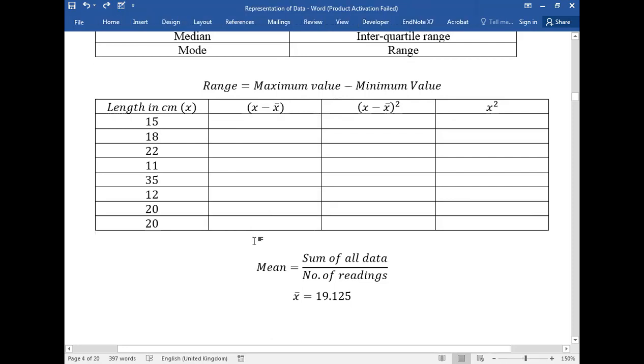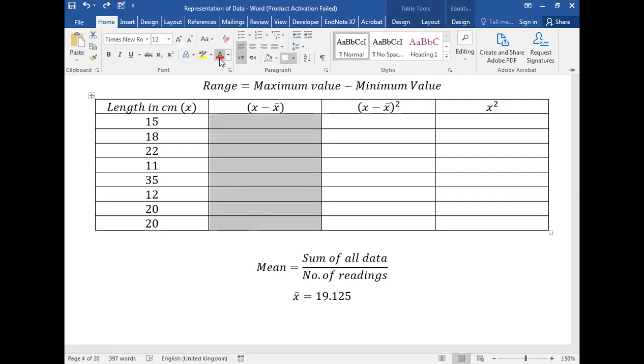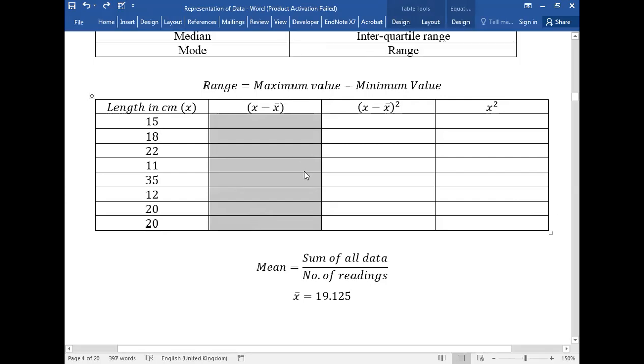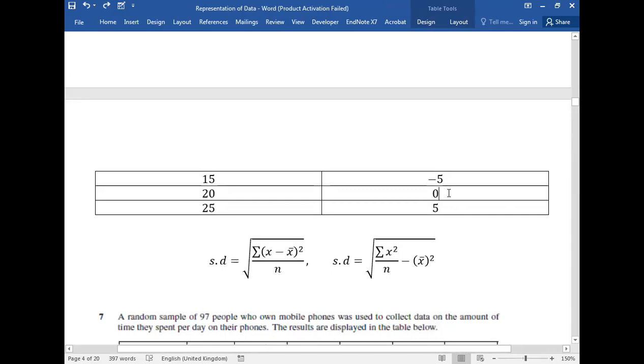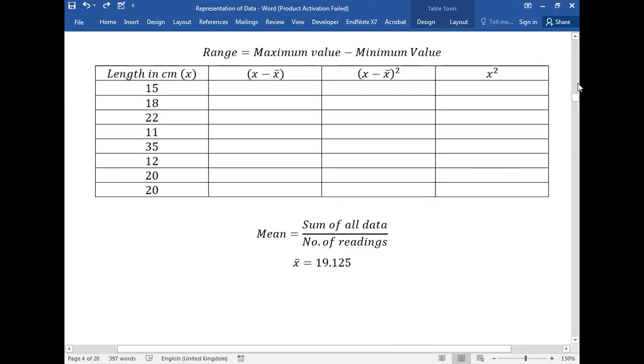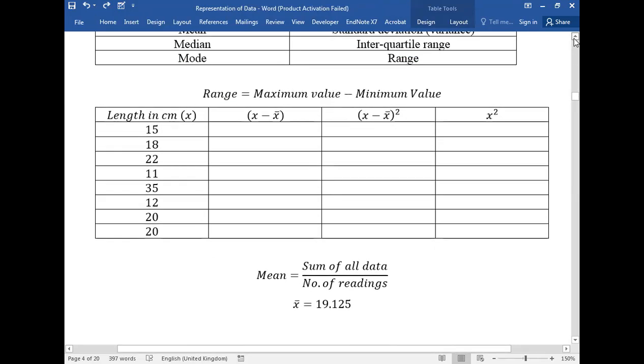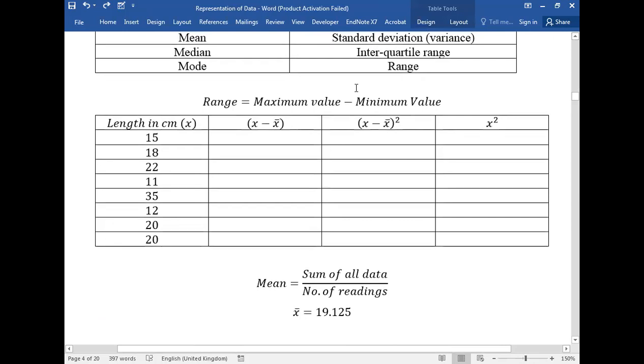The more organized your data is, the more easier it will be for you. I will also do it with the data that I have. मेरा एक -5 आ गया, एक 0 आ गया और एक 5 आ गया. Let me know when you are done.